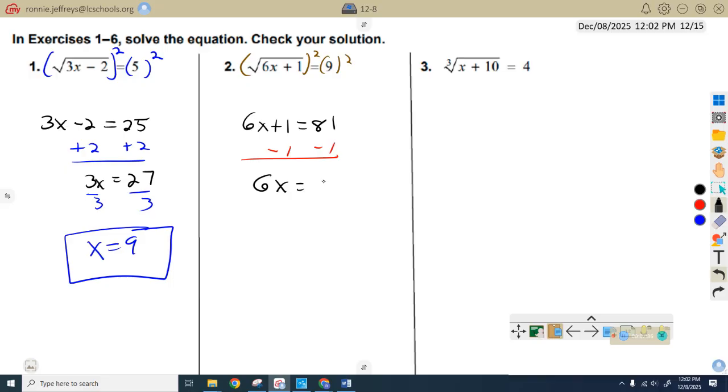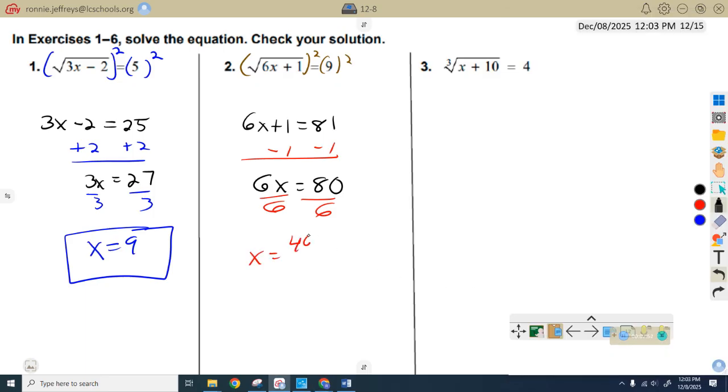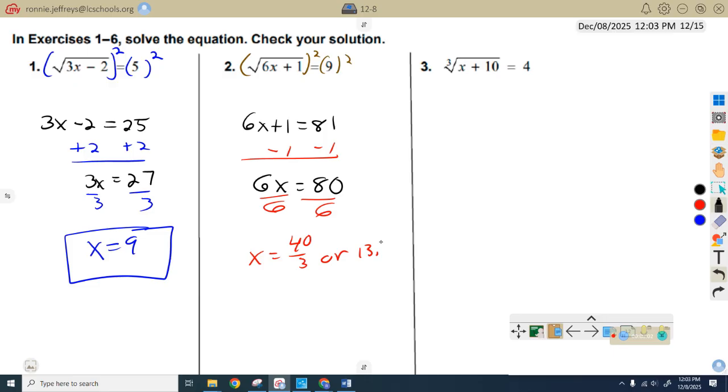So, there's 2 ways we can answer this. So 80 over 6. We can get x equals 40 over 3, or 13.3 repeating. Okay.